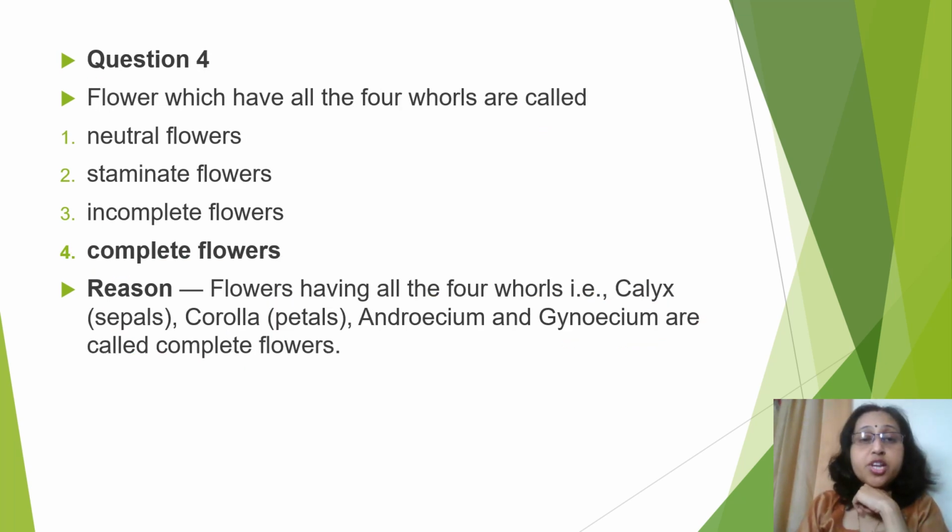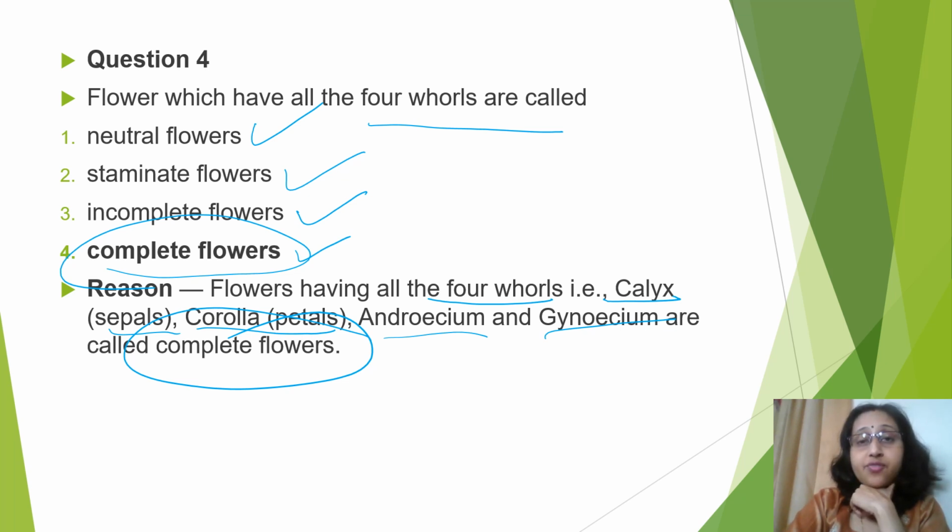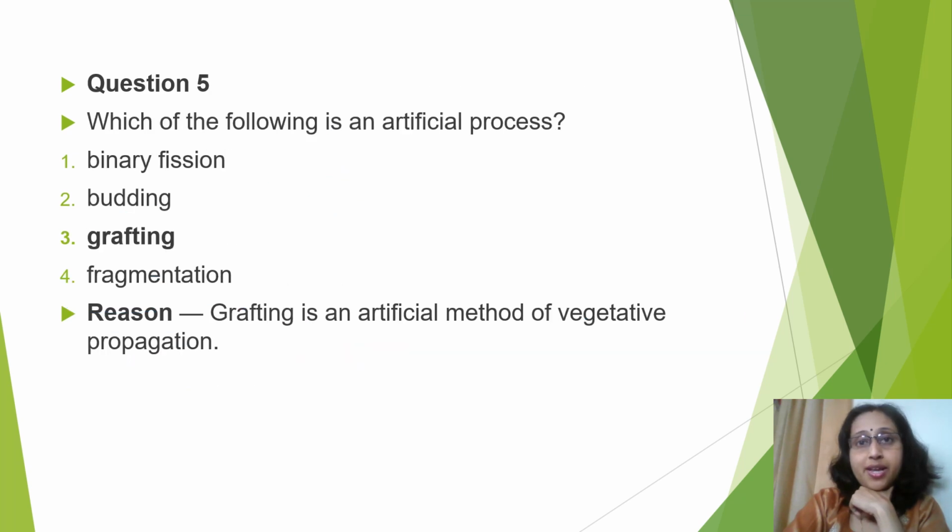Now here comes question number 4. Flowers which have all 4 whorls are called what? Neutral flowers, staminate flower, incomplete flowers, or complete flowers. The flower with all the 4 whorls is called a complete flower. A flower having all 4 whorls, that is calyx or sepals, corolla or petals, androecium and gynoecium, is always called a complete flower. These are all very basic questions. You all know that, but it is very good to revise before your exam, right?